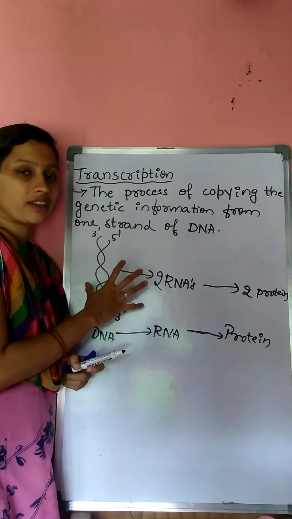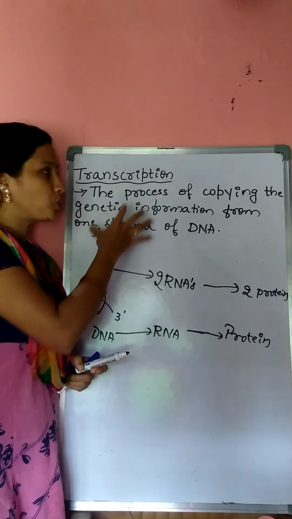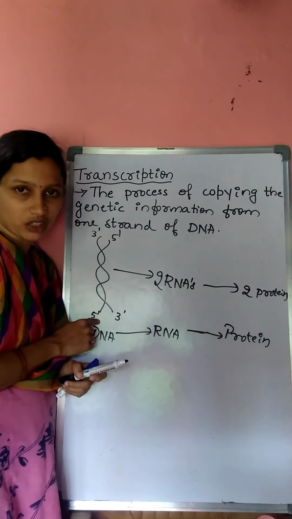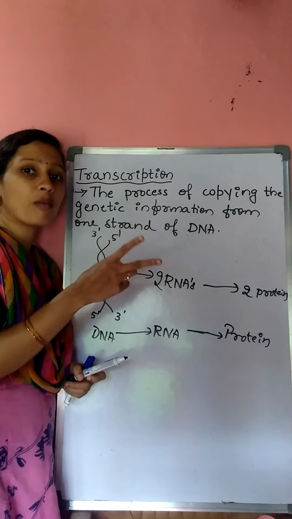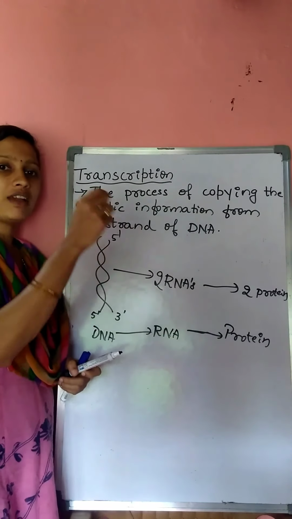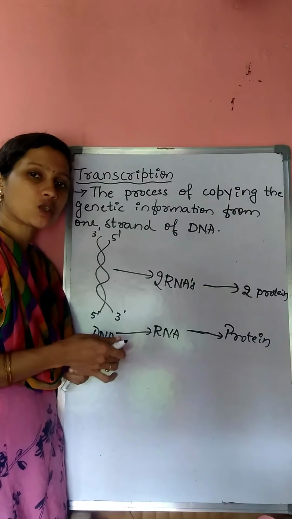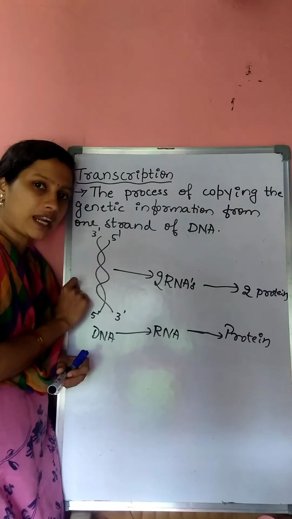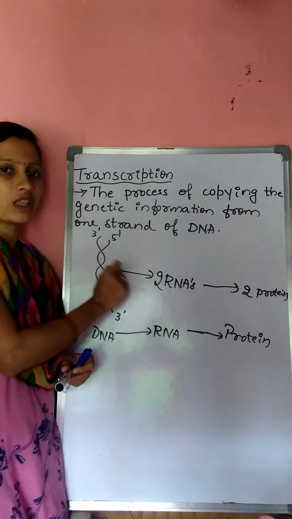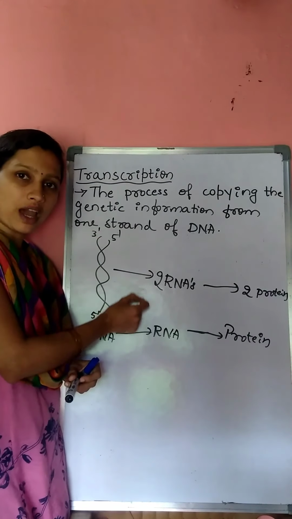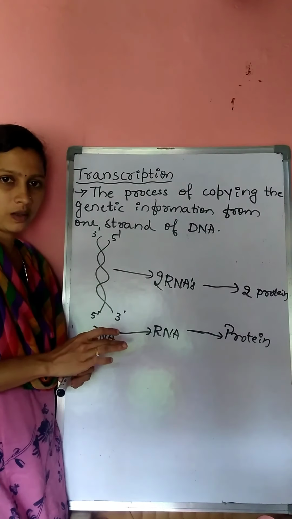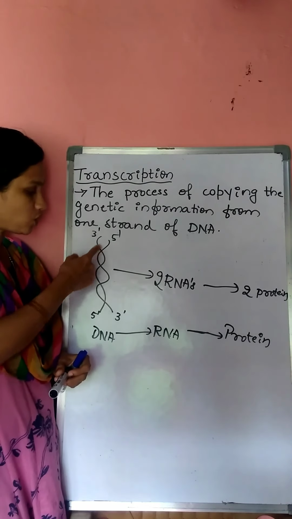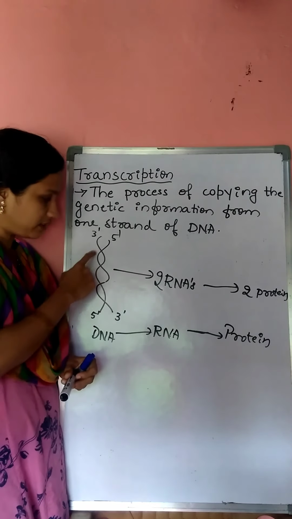Complementarity plays a major role during transcription. Two strands of DNA are complementary to each other. They are anti-parallel, but they are complementary. Complementary means that in DNA, adenine always pairs with thymine, and cytosine pairs with guanine, and vice versa. These two are called complementary strands, and these two complementary strands are coiled around each other like this.